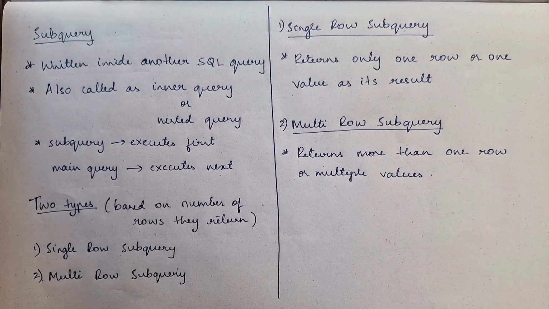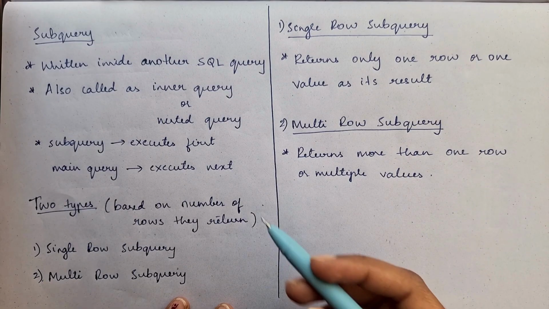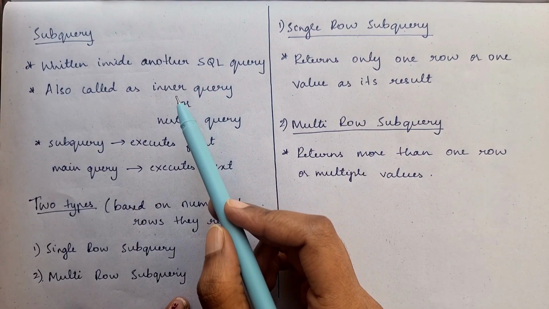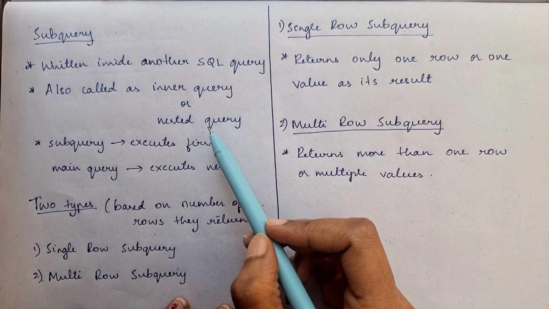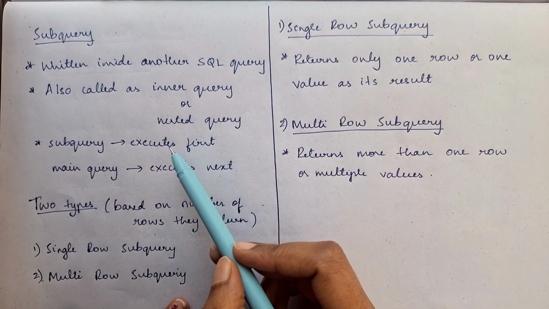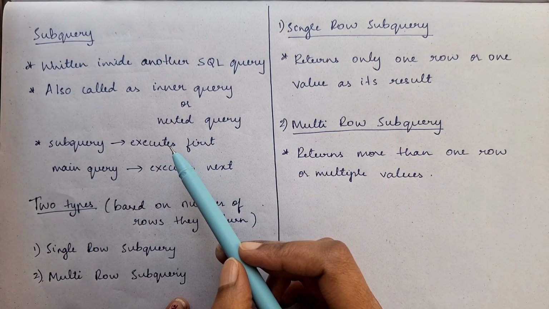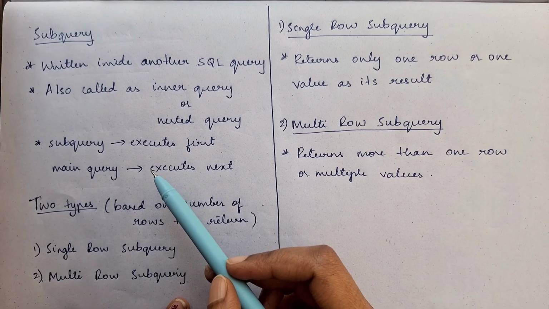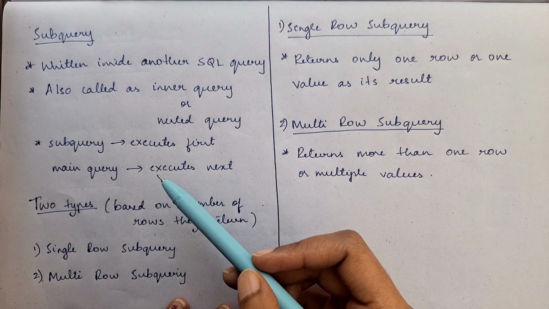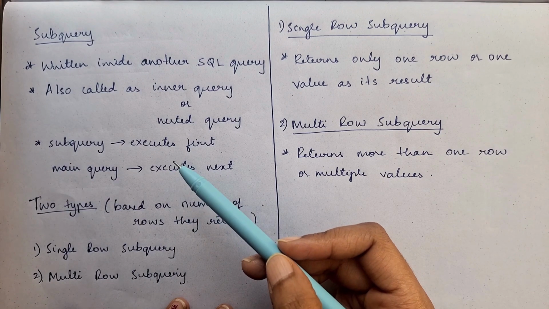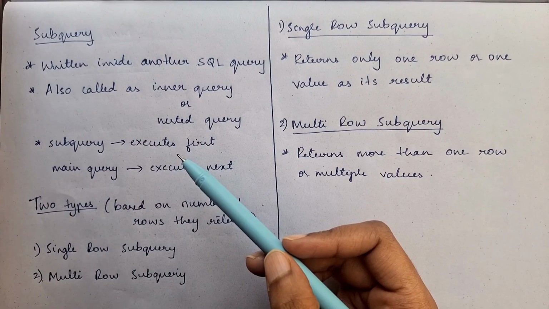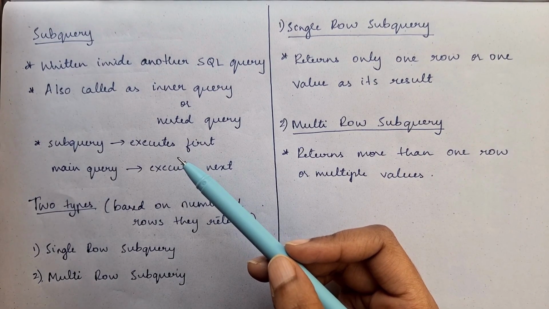Before we move into the types of subqueries, let's quickly recall what a subquery is. A subquery is written inside another SQL query. It is also called an inner query or a nested query. The subquery executes first and the result it produces is then used by the main query, which is also called the outer query. So in simple terms, a subquery helps us break down complex problems into smaller queries and use their result to solve the main query.